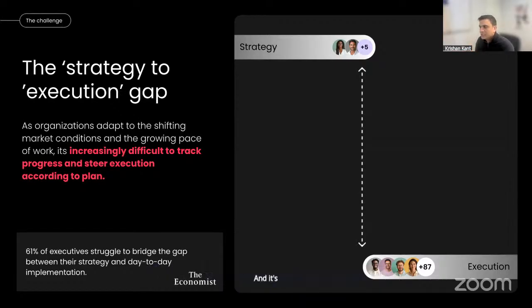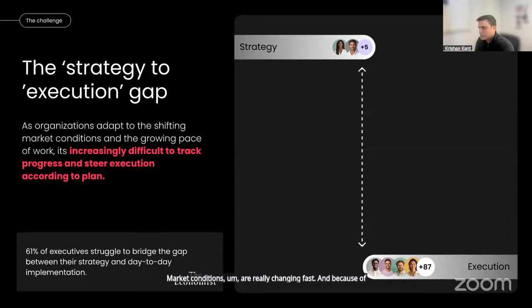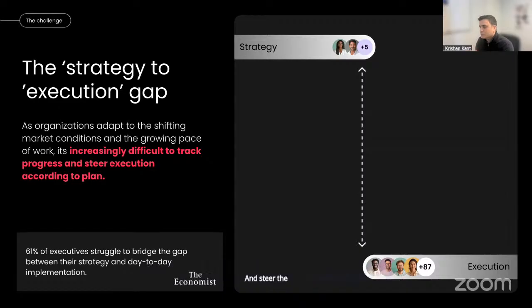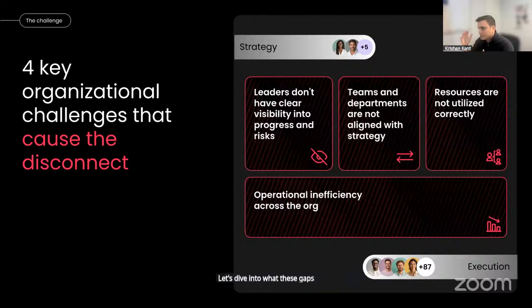It's a very common scenario. There's a huge gap between the two. The main reason is that market conditions are changing fast, and because of that, it's very difficult to track progress and steer the execution according to the plan. The Economist, a very popular magazine in the UK, did a survey, and 61% of the executives mentioned that they struggle to bridge this gap between what they think the strategy of the company is and how the company is executing. Let's dive into what these gaps really are.